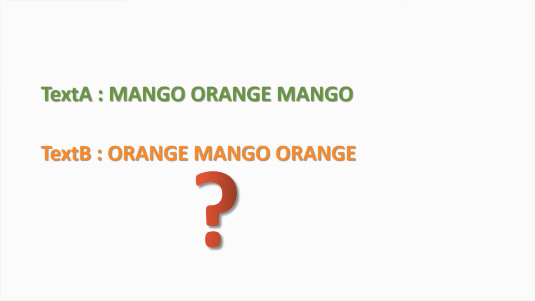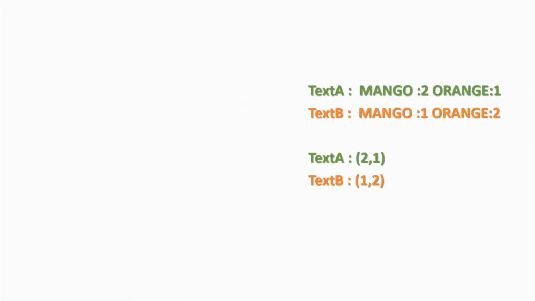Now suppose you are given two texts. One is text A and another one is text B. Text A contains a sentence that is mango, orange, mango, and text B contains orange, mango, orange. Now if I ask you to tell me if both of these are similar or not, even a child of first or second standard can say yes, they are the same, because all the words in these two texts are the same. This is the basic task that we are going to perform to recommend similar movies based on the user's choice.